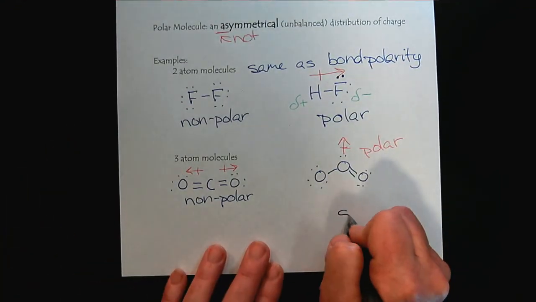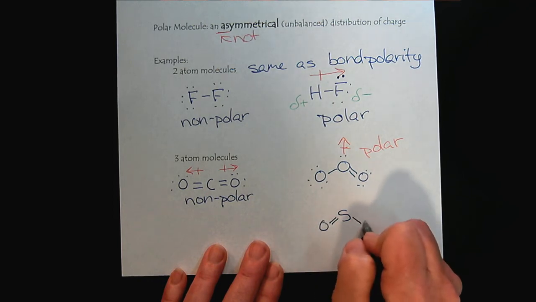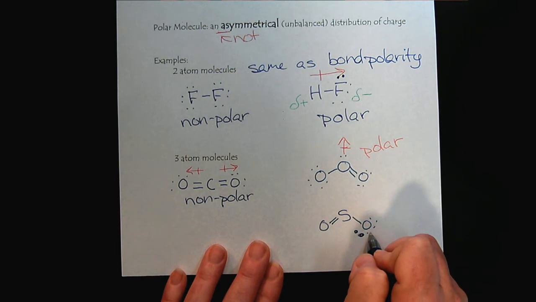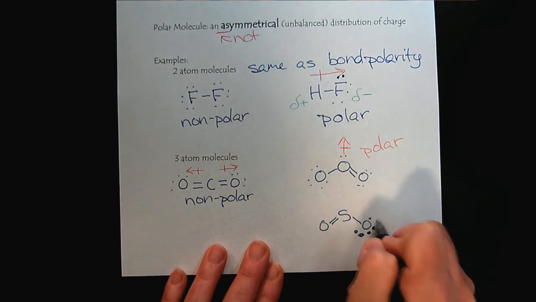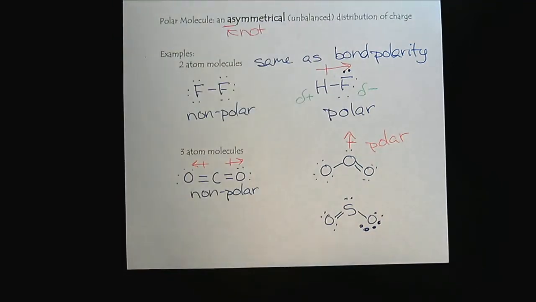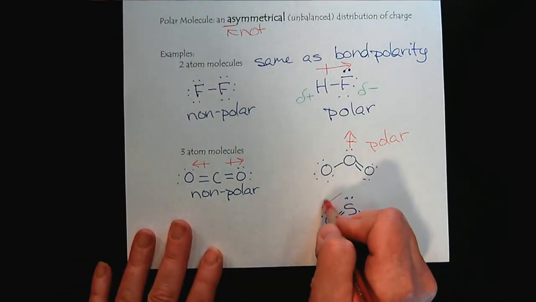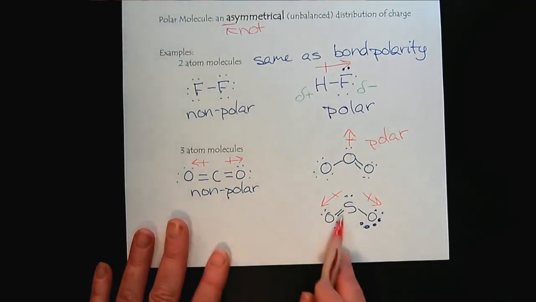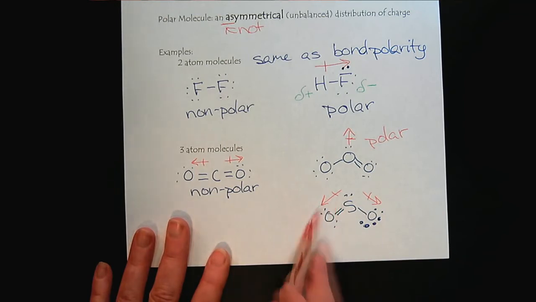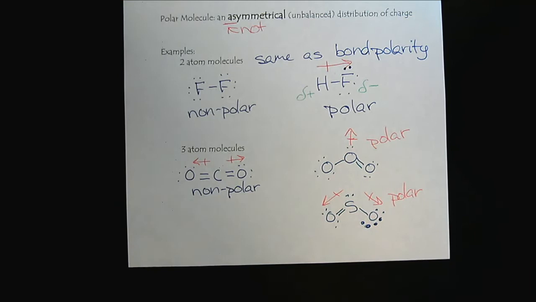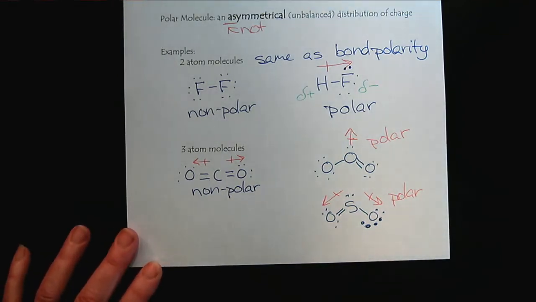I think I'd like to do a couple more examples here. Another common example is sulfur dioxide. Okay, so when we have this bent arrangement, the oxygen pulls the electrons, and notice that now they're not canceling because they're at angles to each other. So it's also polar.